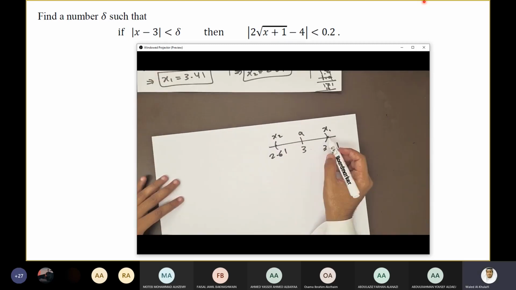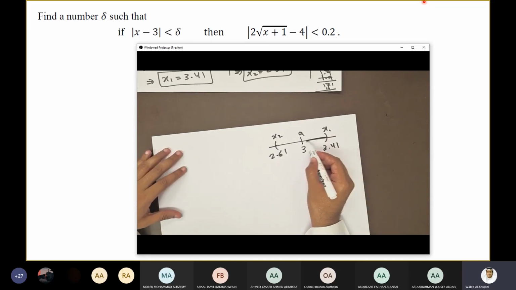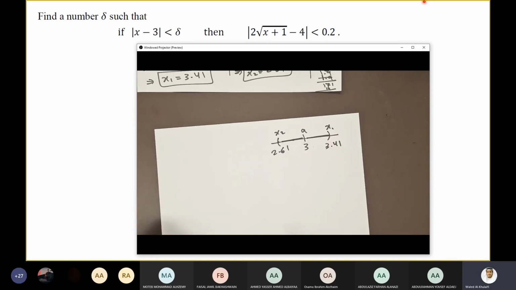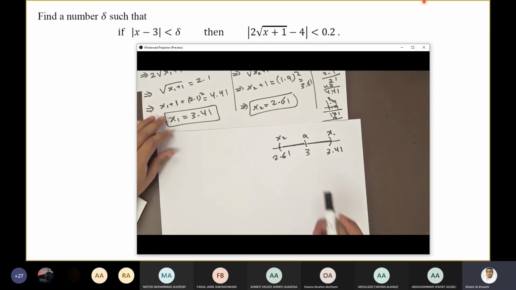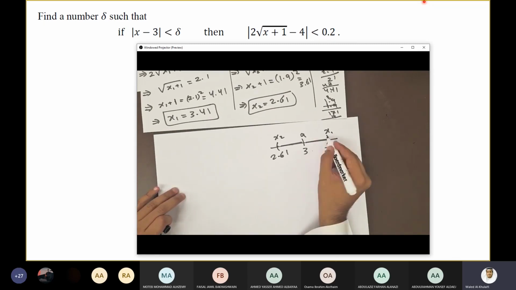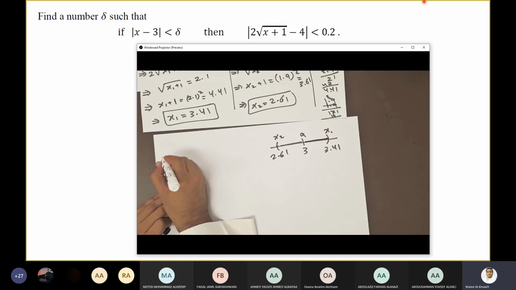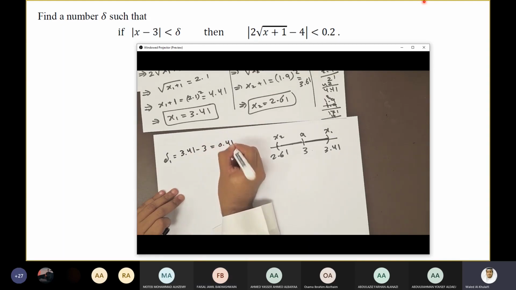Okay, guys. I need to pick an interval. I cannot say the interval from 2.61 to 3.41. I need to pick the radius. I'm saying radius because really the interval, we can view it as a circle of one dimension. So which radius will I take? Well, I have to take the difference here. I have to measure the length here. So I will call it delta 1, which is equal to 3.41 minus 3, which is equal to 0.41.